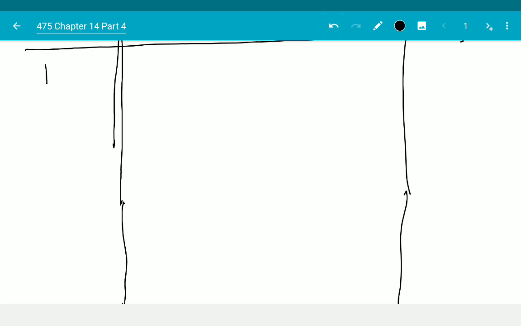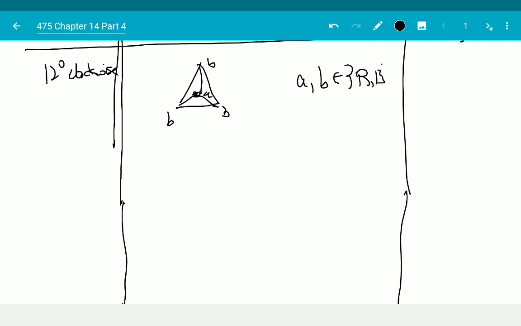Okay? So 120-degree clockwise. Well, when I'm doing 120 degrees clockwise, I have only 2 choices. The fixed vertex A, and all others have to be of the same exact color, right? And so I get A, B belong to R, B, and that is 2 to the 4 is equal to 2 squared, because I have 2 choices, which is 4.